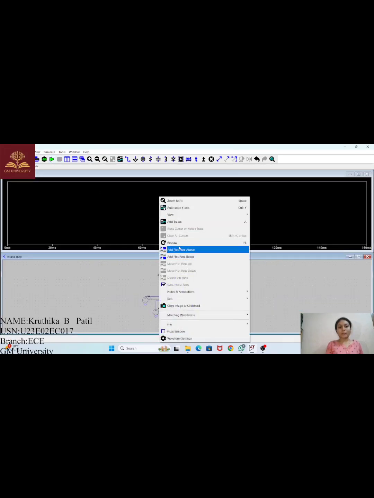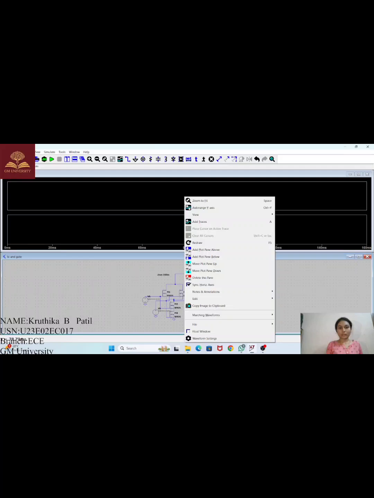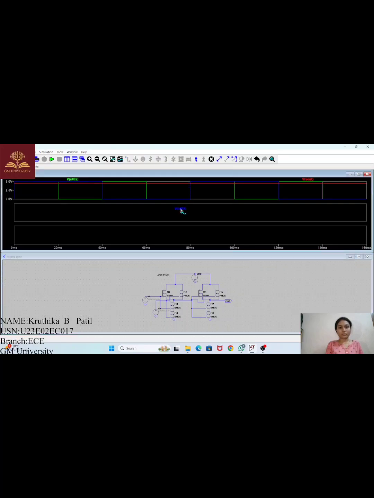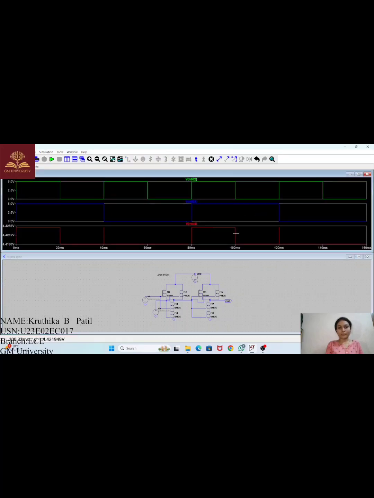Here we require 3 plot planes: the first input, the second input, and finally the output. Here we can see when both the inputs are going high, the output is also going high. When one of the inputs is going low, the output is also going low.